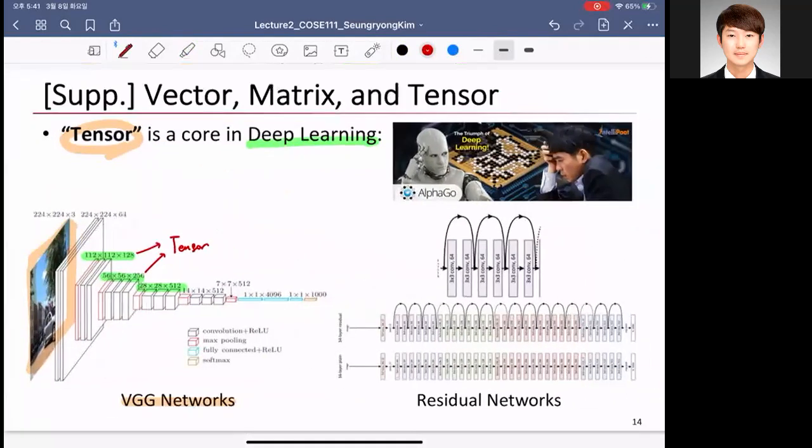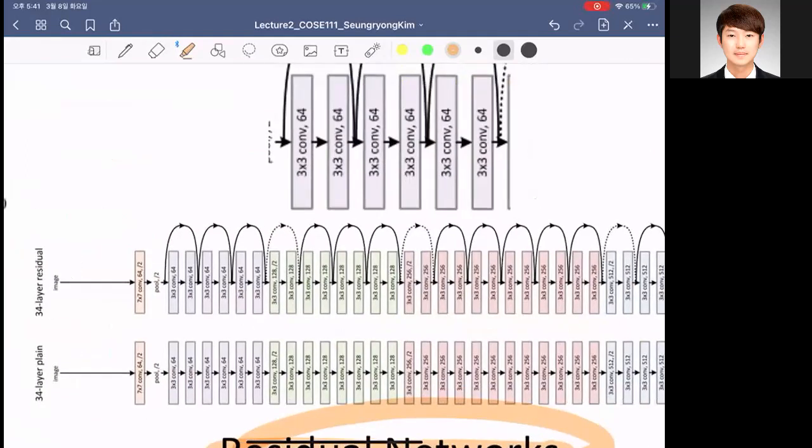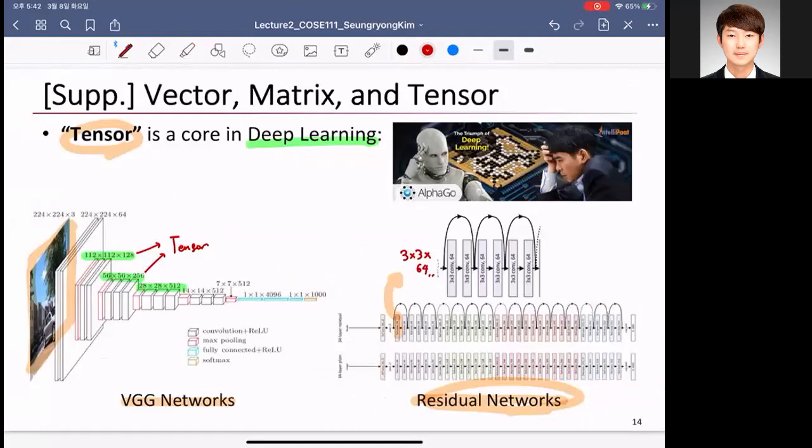When we check another network, which is called the residual network, by the way, the residual network is one of the most cited papers in the whole area, including not only computer science but also electrical engineering, biomedical fields, and informatics. Among all possible disciplines, this residual network paper was the most cited paper last year and 2 years ago. This is the core technique of deep neural networks. When you check this network architecture, it consists of tensors, 3 times 3 times 64, looks like this. Anyway, we can say that the tensor is the core representation in deep learning.